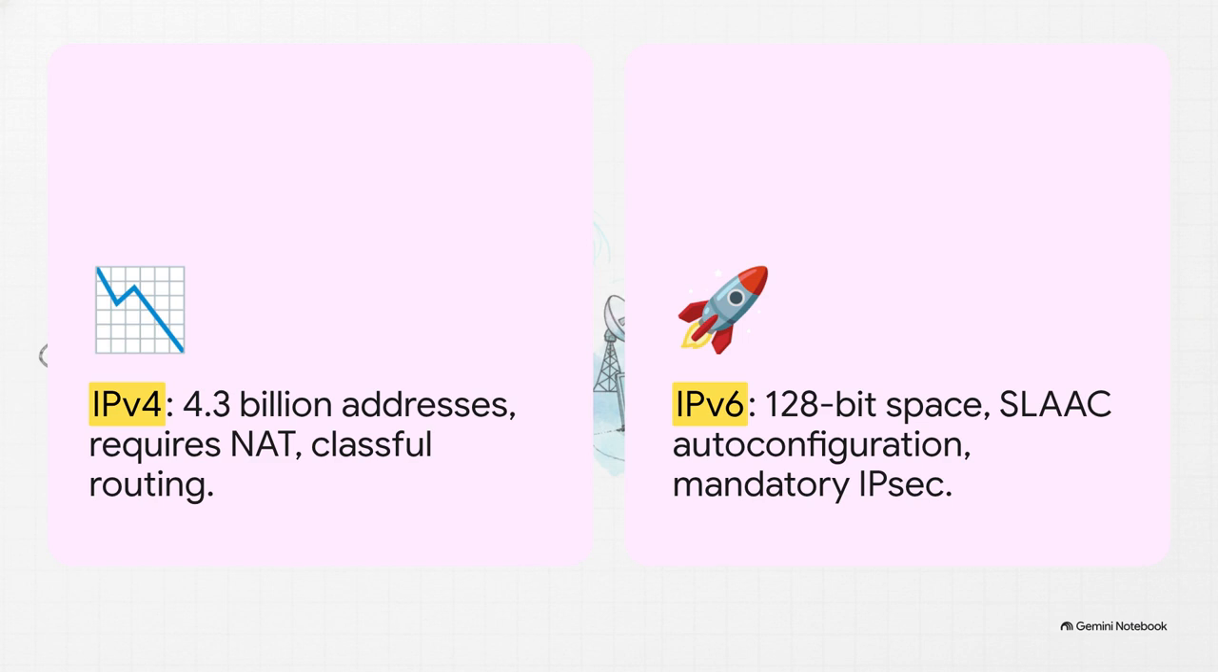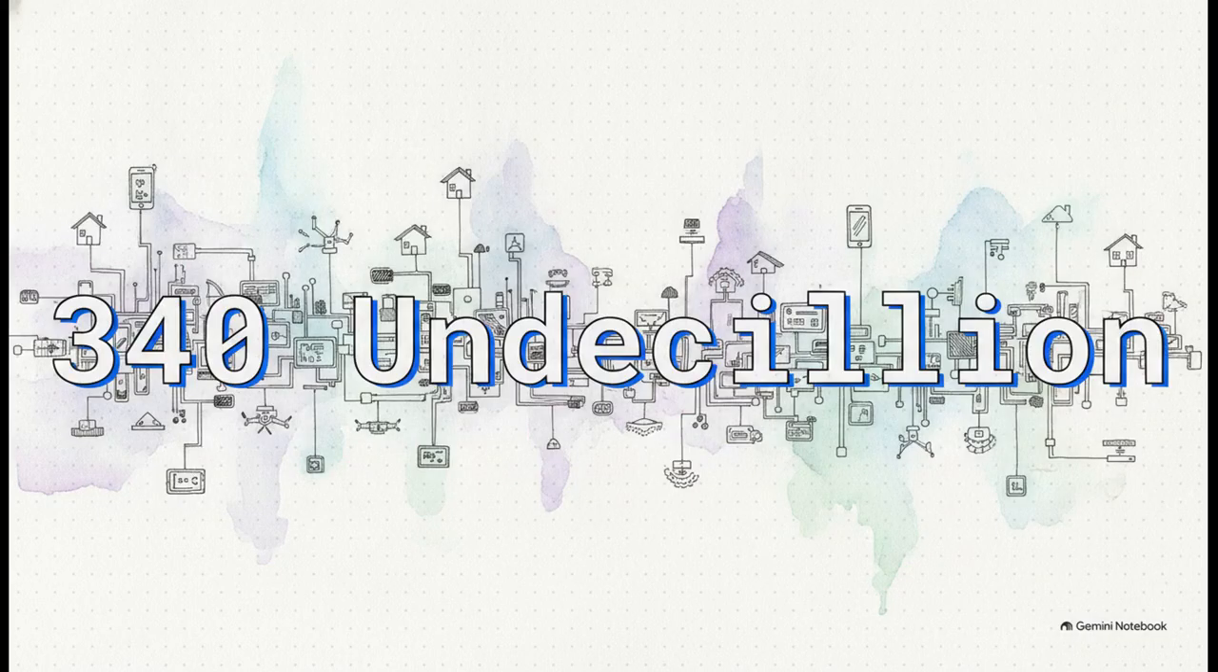But the future is IPv6, and it completely changes the game with a massive 128-bit space, mandatory IPsec for built-in security, and stateless auto-configuration for true plug-and-play networking. To grasp just how massive that IPv6 upgrade really is, wrap your head around this number, 340 undecillion addresses. That is 340 followed by 36 zeros. It's a staggering, almost comical scale.